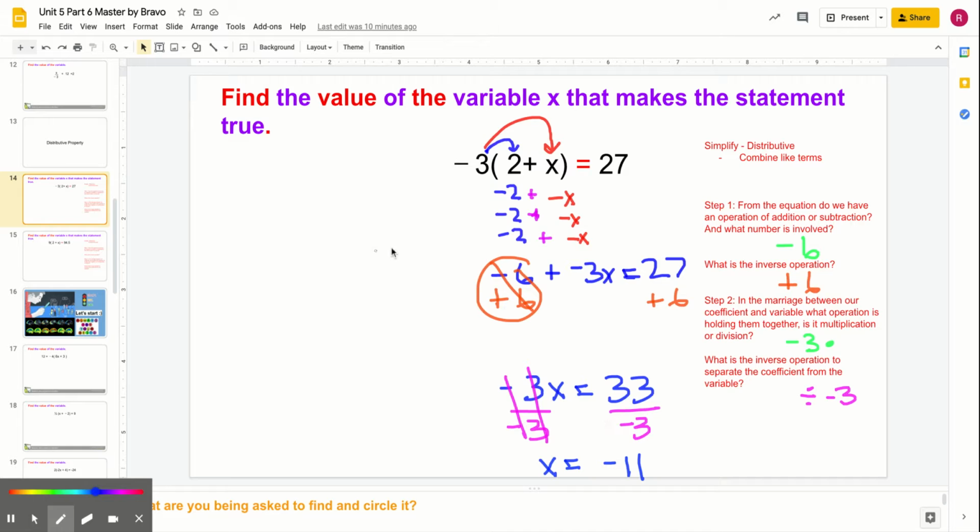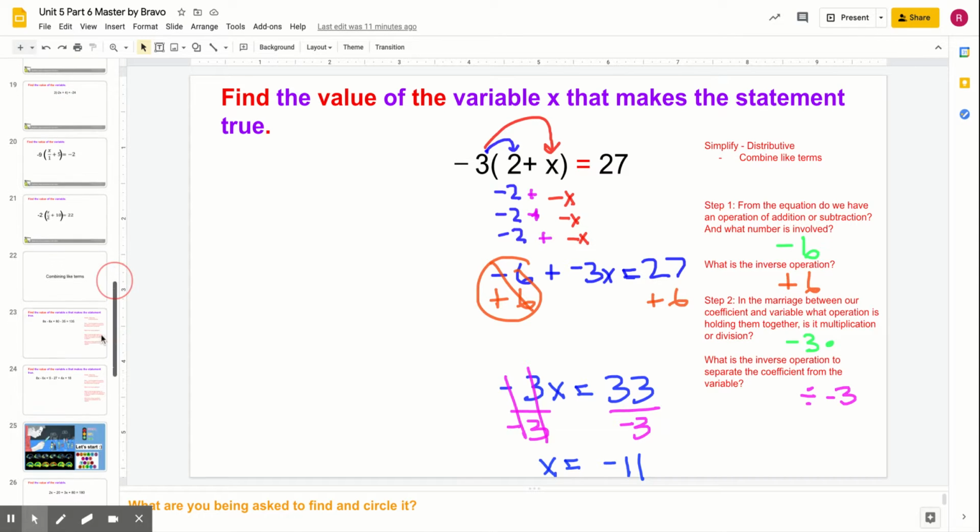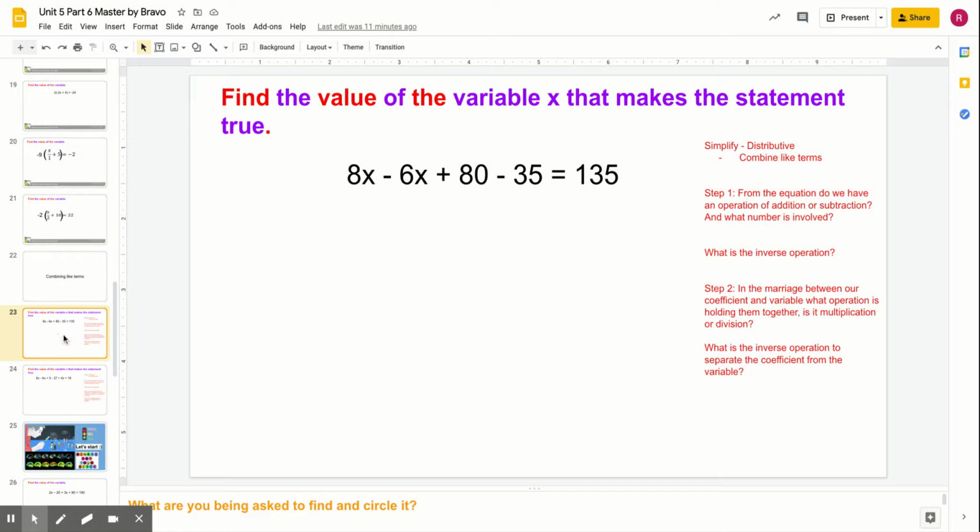All right, this is one of your challenges. I can definitely give you another one, which I will. And this one will involve combining like terms or simplifying common terms. So if you want to try to solve this one out by yourself, go ahead and pause the video and then unpause it when you need help.